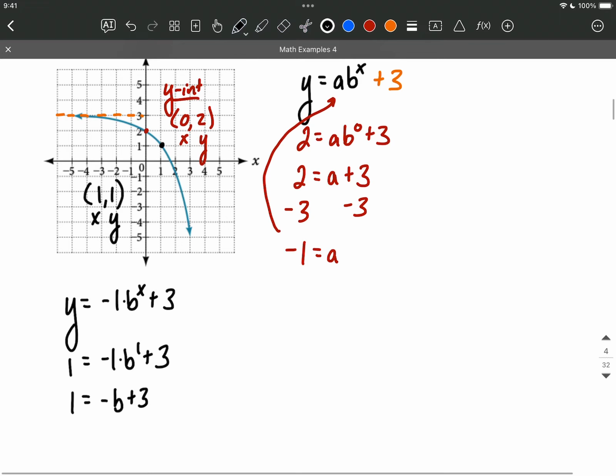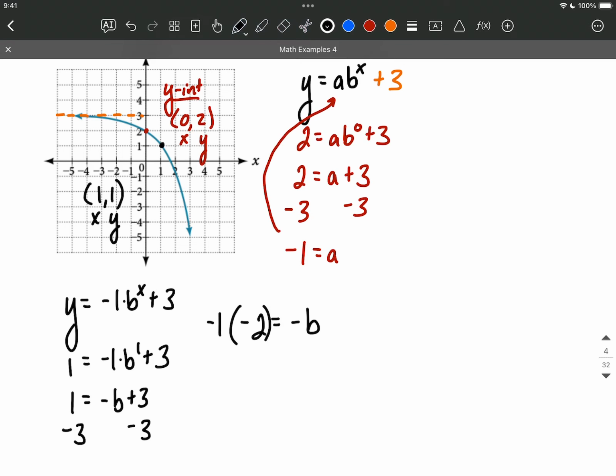Next thing I'll do is subtract the 3, move it to the other side. This will give us 1 minus 3 makes negative 2 is negative b. And to get b on one side all by itself, to get rid of the negative, we can either multiply or divide both sides by negative 1, because two negatives multiply and make a positive. Over on the other side, also two negatives multiply and make a positive.